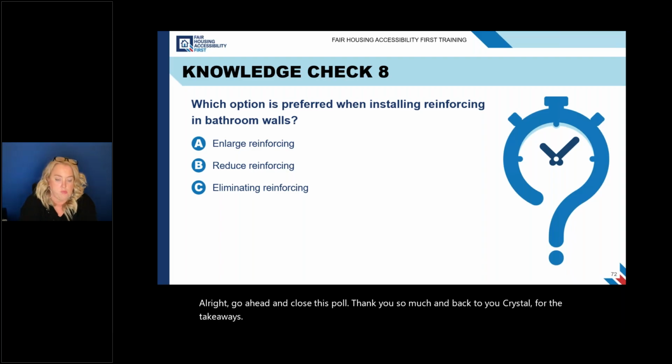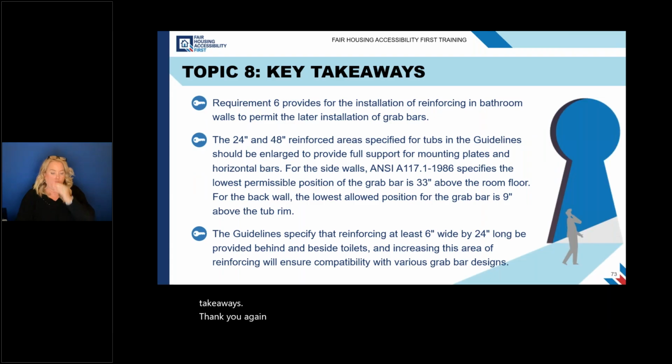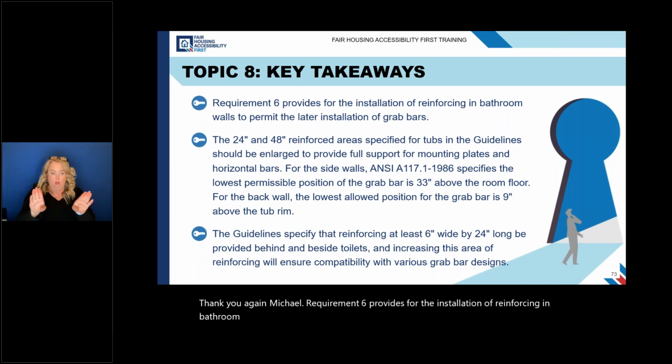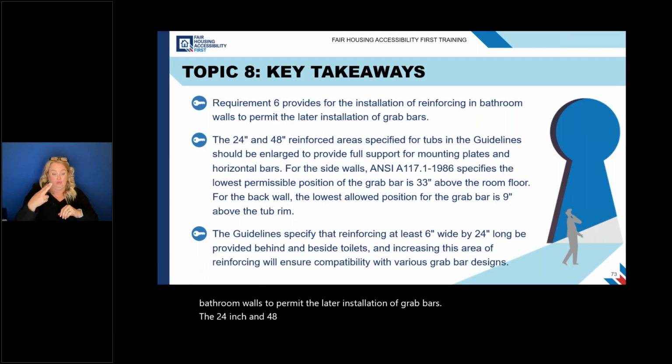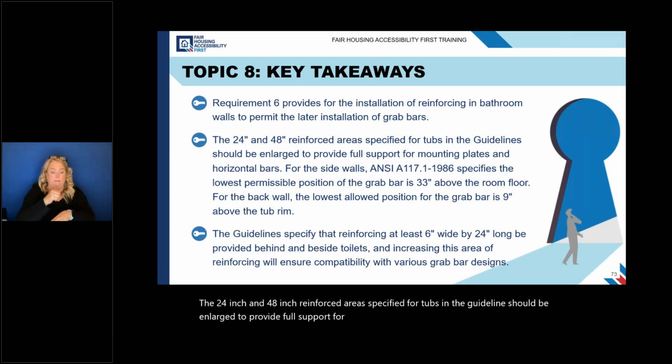Requirement 6 provides for the installation of reinforcing in bathroom walls to permit the later installation of grab bars. The 24-inch and 48-inch reinforced areas specified for tubs in the guideline should be enlarged to provide full support for mounting plates and horizontal bars.